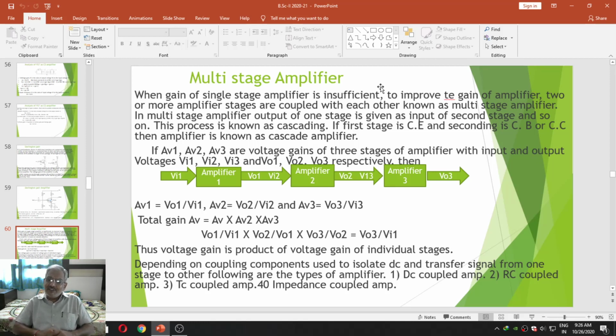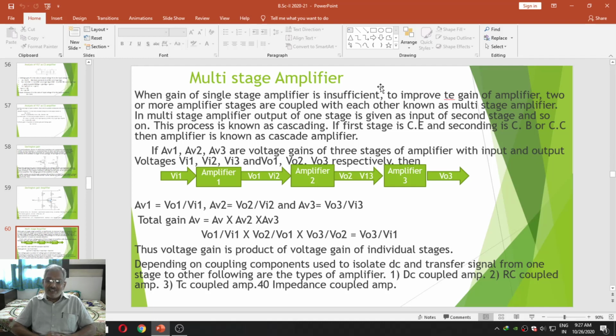When two stages are connected with each other, we get a two-stage amplifier. If three stages are connected with each other, we get a three-stage amplifier. In general, we call this concept a multi-stage amplifier. The process of connecting the output of one stage with the input of the second stage is known as cascading, or it is also called coupling. Here the output of one stage is coupled as the input to the second stage. The reason behind that is to increase the gain of the amplifier.